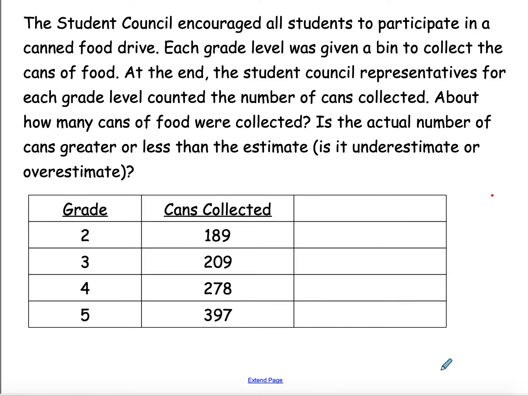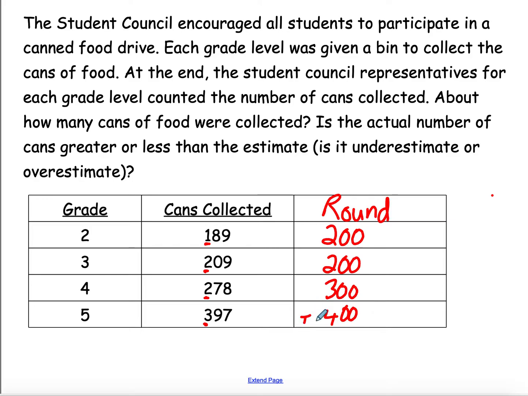So the first thing I need to do is take my cans and round them so I can do the estimate that I need to do. 189 would round to 200, because I'm going to round to the nearest hundred since it doesn't indicate what to do. 209 rounds to 200. 278 rounds to 300, and 397 rounds to 400.